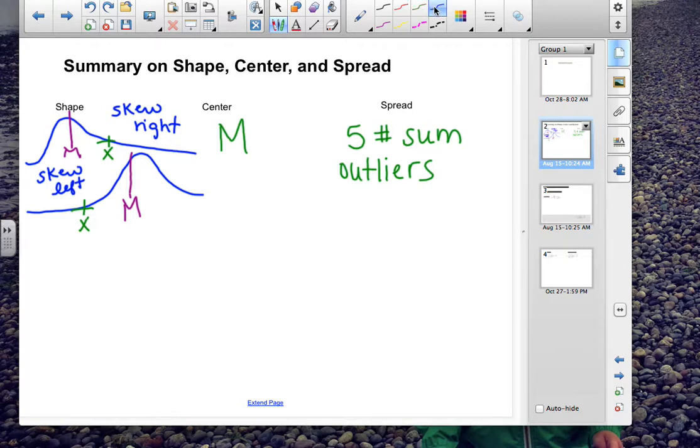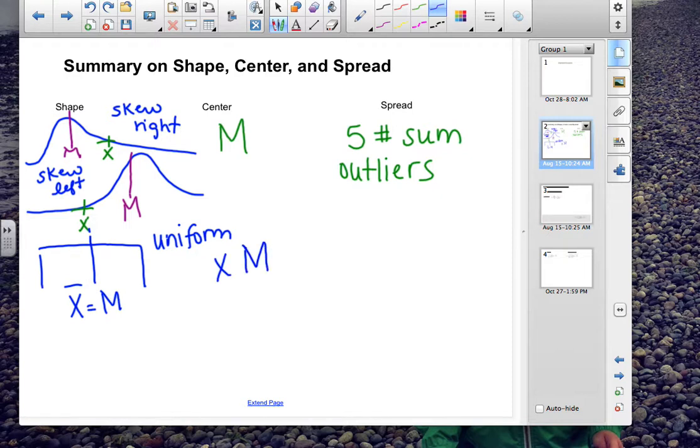We did also talk about a distribution that looked like this, and we called this a uniform distribution. And we mentioned that in a uniform distribution the mean and the median were the same. So really we could use either one if we wanted to describe it. I probably would still use the 5-number summary as a way to look at the spread of this data. And I'd see that there was approximately the same amount of data in the top 25% as the bottom 25%, as the middle 25% as well.